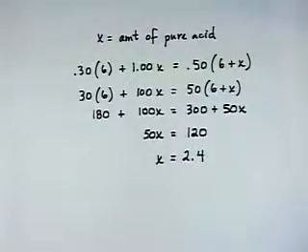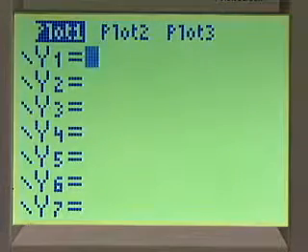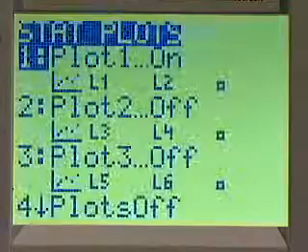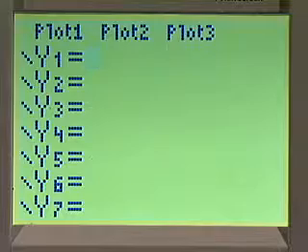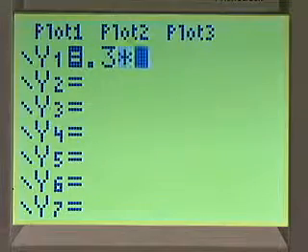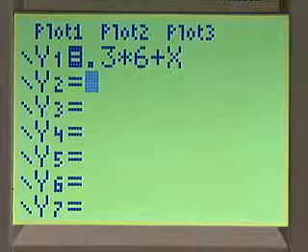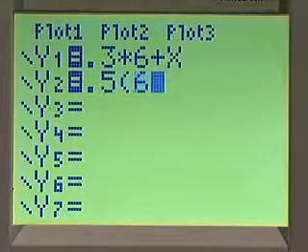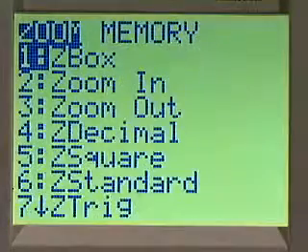Now we're going to verify these results by looking at the graphs on the graphing calculator. We will input the left-hand side of the equation into y sub 1 and the right-hand side of the equation into y sub 2. y sub 1 will end up equaling 0.3 times (6 plus x). y sub 2 will end up equaling 0.5 times (6 plus x). I'll go to a standard viewing window.